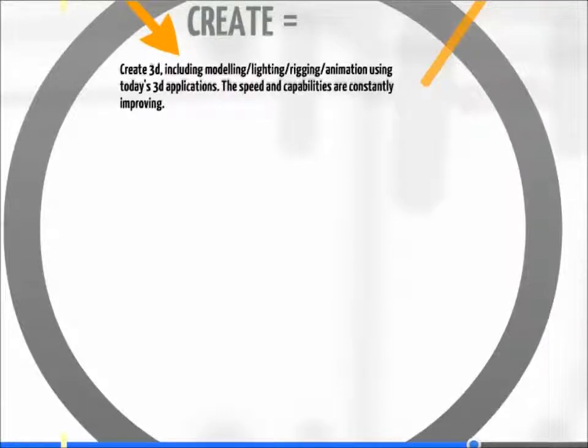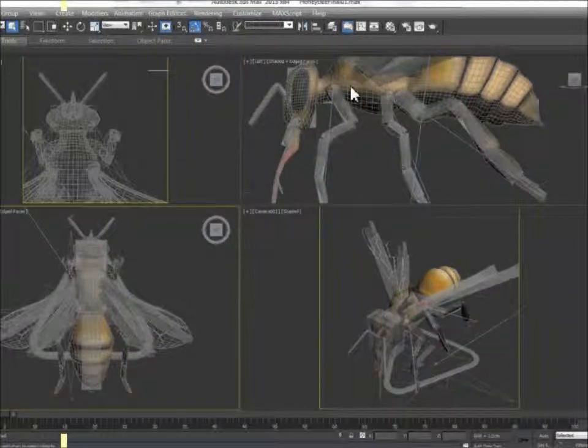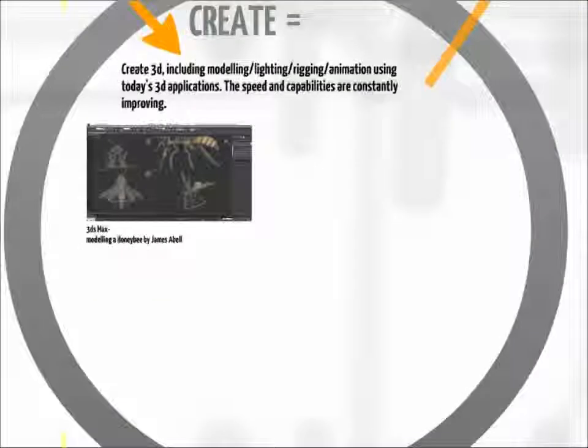So create: 3D modeling, lighting, rigging, and animation. I use 3ds Max. Here's a bee that I've been making. It has what's called a CAT rig attached to it, which makes the parts move when you animate it.